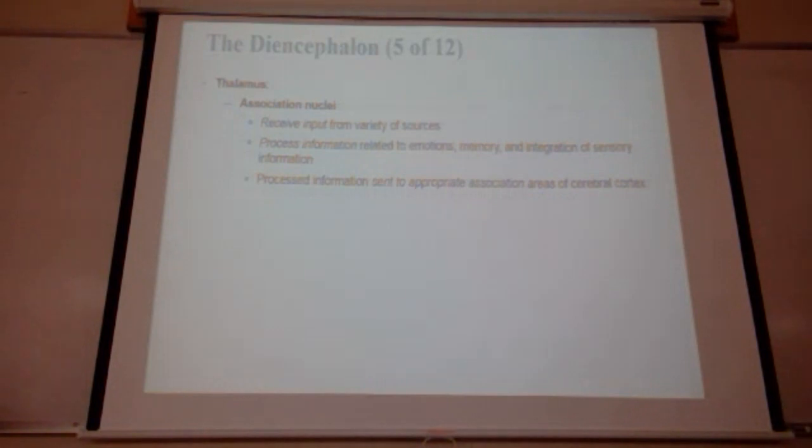The association nuclei receive input from a variety of sources. They process that information, things related to emotion, memory, and the integration of sensory information. That information will then be processed and sent to the appropriate association areas of the cerebral cortex. The thalamus's nonspecific nuclei receive information from the basal nuclei, the cerebellum, or the motor cortex. They send their information to a wide variety of locations, and they are involved in controlling things like arousal, consciousness, level of responsiveness, and excitability.